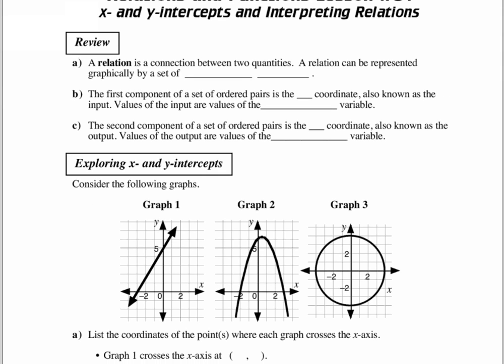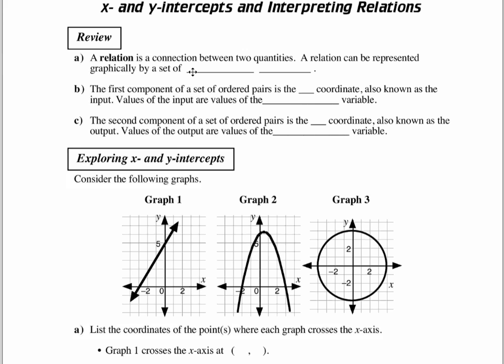A relation is a connection between two quantities. It's a relationship between two things, or a comparison between two things. Cell phones away, please. Okay, so a relation can be represented graphically by a set of what?